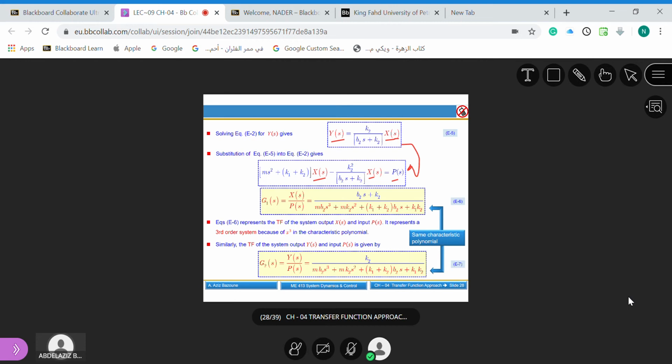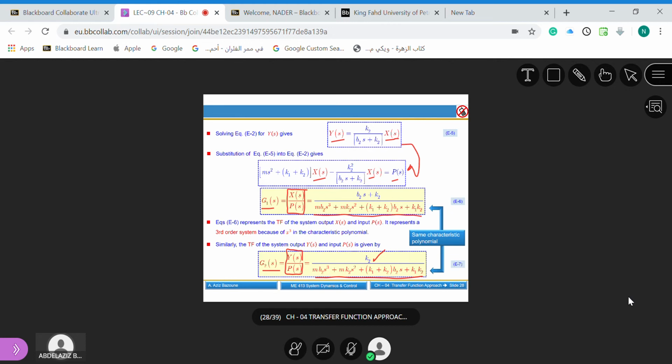See now, the first transfer function is X of S over P of S, which is this one, B2S plus K2 over MB2 S cubed plus MK2 S square plus K1 plus K2 B2 S plus K1 K2, which is a third order polynomial. In a similar way, we can find J2, which gives you the transfer function between the output Y of S and the input P of S. The second transfer function is only K2 over the same denominator. The same denominator should appear in both transfer functions, in J1 and in J2.